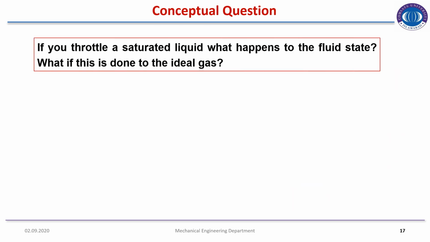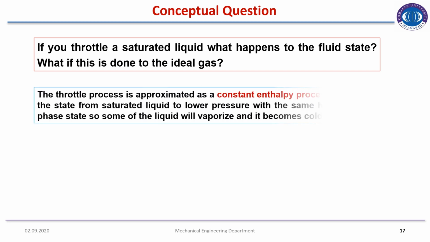Next conceptual question is: if you throttle a saturated liquid, what happens to the fluid state? What if this is done to an ideal gas? The throttle process is approximated as a constant enthalpy process. Changing the state from saturated liquid to lower pressure with the same h gives a two-phase state. So some of the liquid will vaporize and it becomes colder.